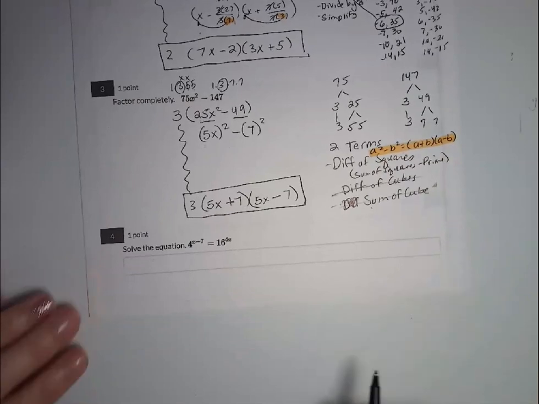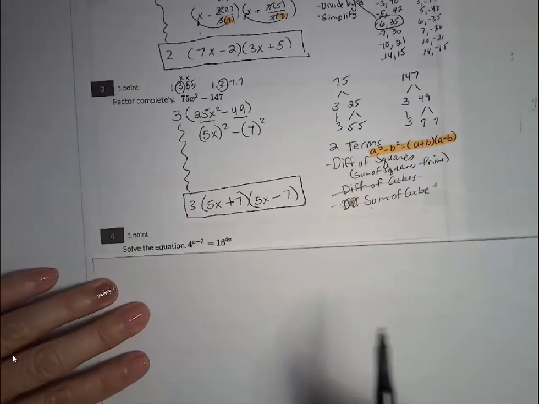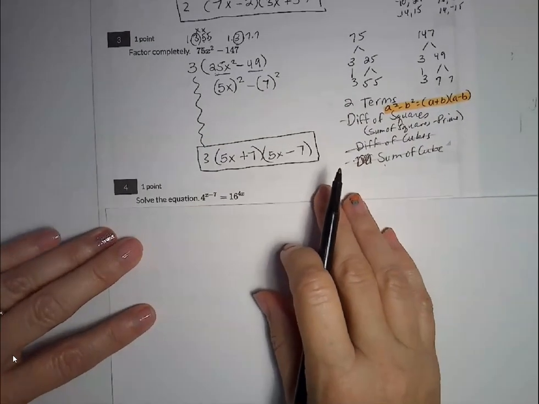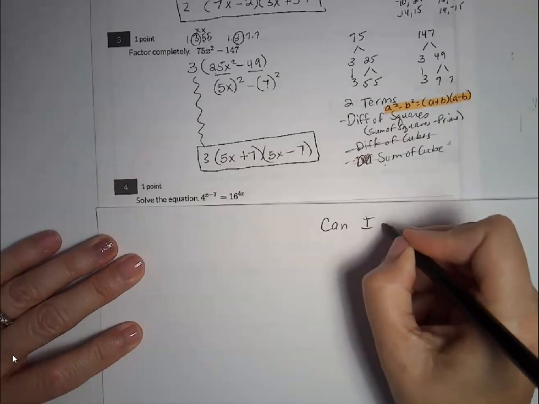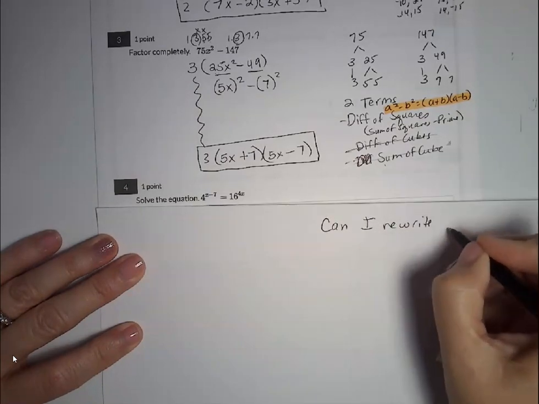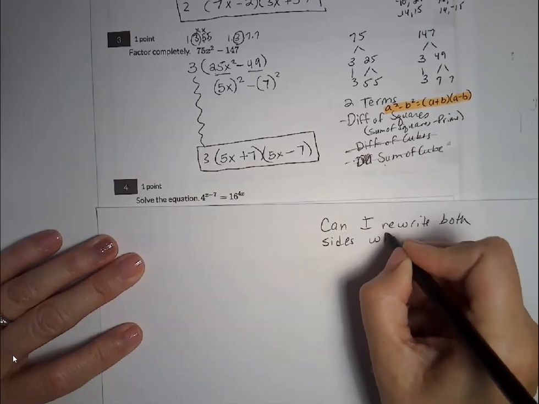Number 4, solve the equation 4 raised to the x minus 7 is equal to 16 to the 4x. So the first thing I want to do when I'm solving these basic exponentials is to ask myself, can I rewrite them with the same base?